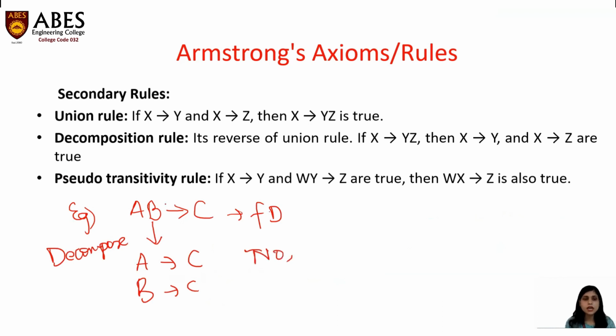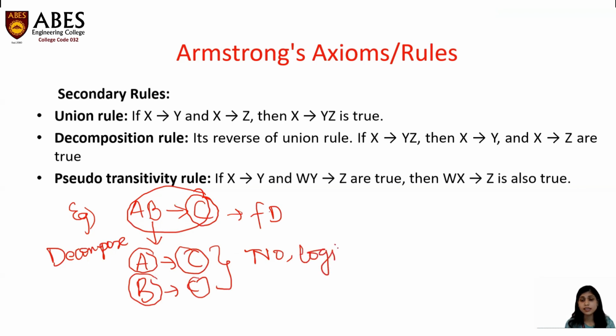Absolutely not. Why so? See, this example says that only when we have both A and B can we determine this attribute C. While these two functional dependencies say that only through A or only through B we can determine C, which is logically incorrect. So we cannot apply decomposition on the left hand side.